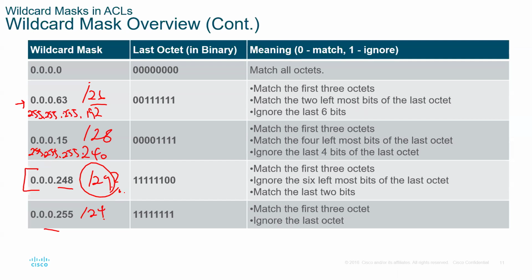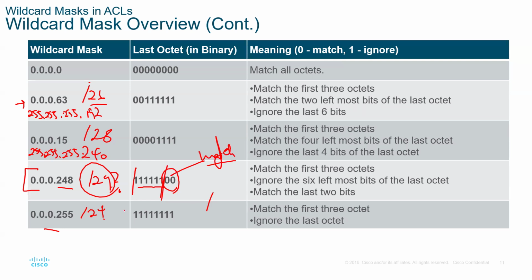Is this not a slash? What are we matching here? Let me see. We are matching the first three, then the last ones are like this. These ones we are matching as well. We are just ignoring. No, this one is not a slash 29, because it's matching number bits.